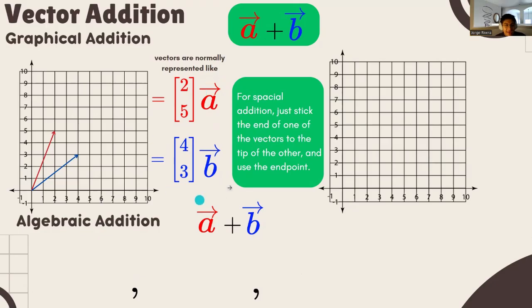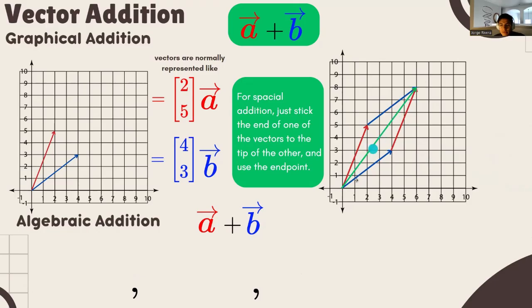And so if we want to add these two vectors graphically, just stick the end of one of the vectors to the tip of the other and use the endpoint. So here we have the red vector. What we're going to do is shift this vector up so that its end touches the tip of the other. We could do the same thing with this bottom vector, and move it to the top of this one. And we can see that both of these iterations, starting with one or the other, lead to this point. It's the same point either way you put it, right?